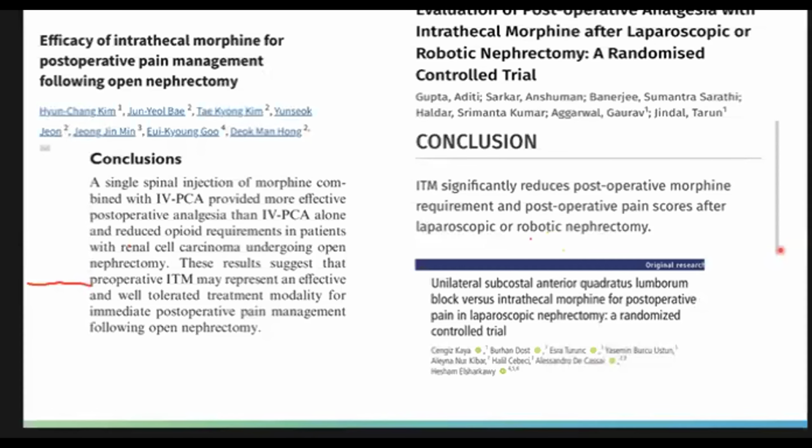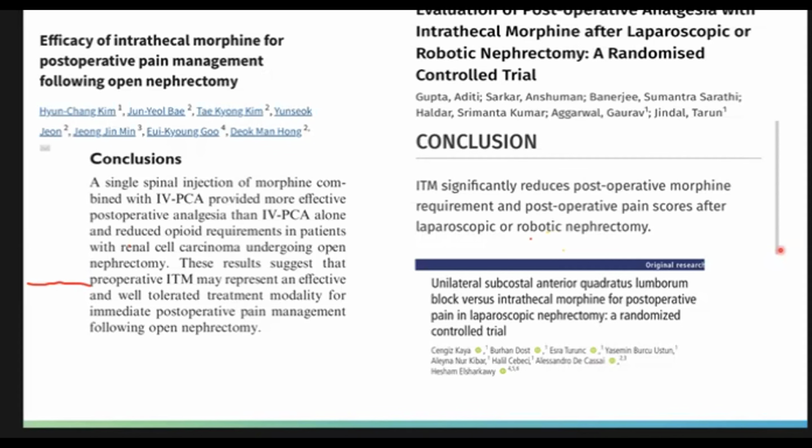So what if the IVC is also involved in radical nephrectomy cases? If IVC is also involved, what will be your choice of anesthesia, analgesia? Yes, sir. Sorry, if IVC is involved, what are the problems? What will be your regional anesthesia choice? And how will you manage?